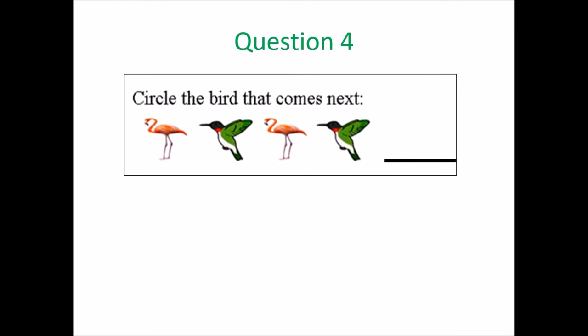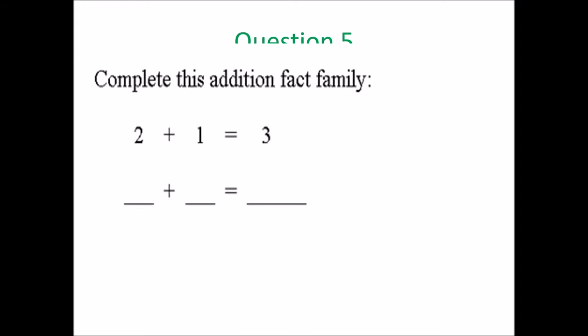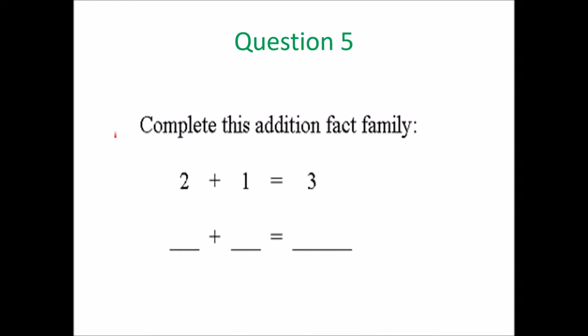Circle the bird that comes next. Here we go, circle it. Yes, the flamingo would come next. Question 5. Complete this addition fact family. 2 plus 1 is 3. So, use the same numbers. 1 plus 2 is 3.